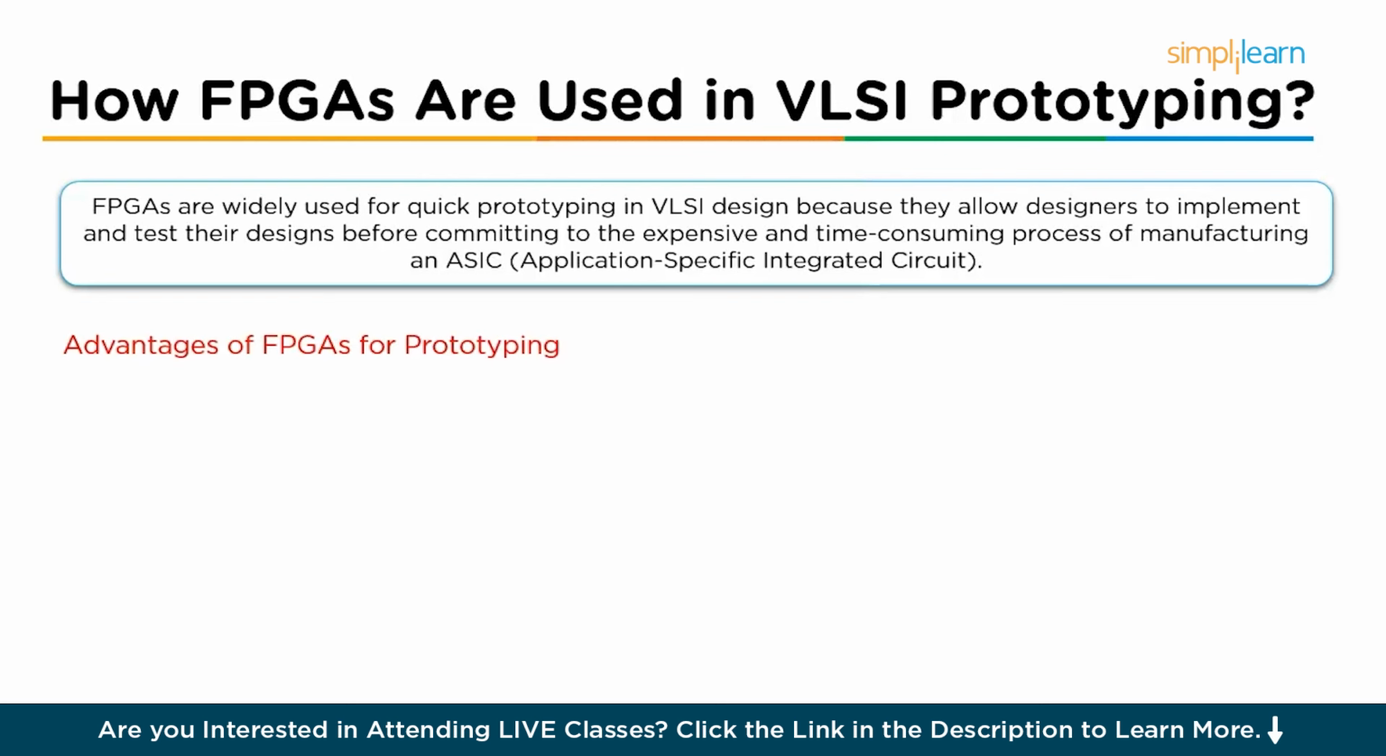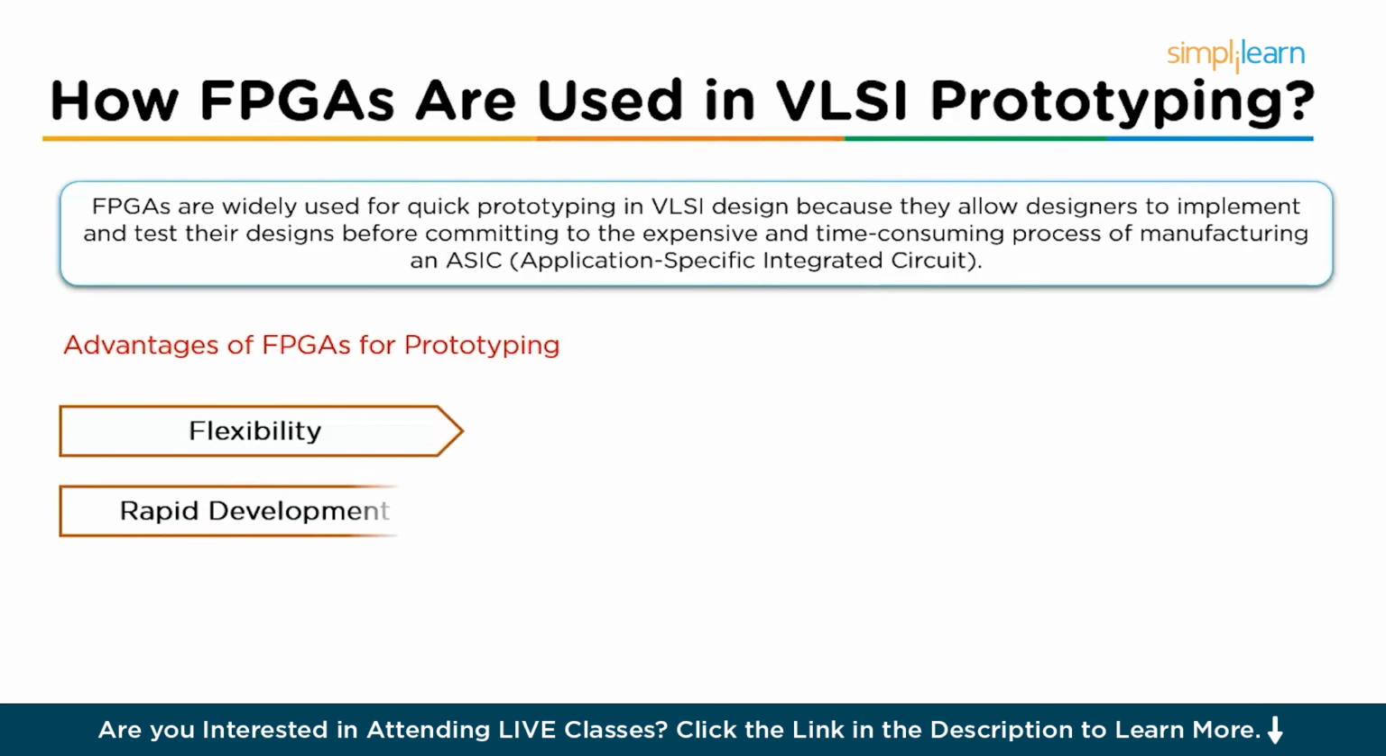So what are the advantages of FPGAs for prototyping? First one is flexibility. FPGAs allow designers to make changes to the design even after implementation, providing great flexibility during the prototyping phase. The second one is rapid development. Unlike ASICs, which require weeks or months to fabricate, FPGAs can be programmed and reprogrammed quickly, making them ideal for fast iteration and testing. The third one is cost effectiveness. FPGAs are much cheaper than fabricating a custom ASIC specifically for low volume production. This makes them an attractive option for prototyping new designs.